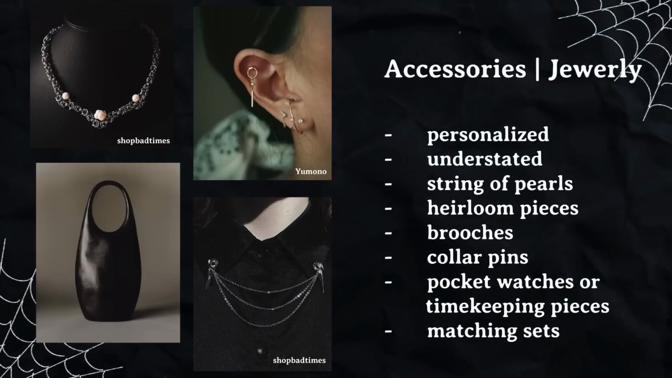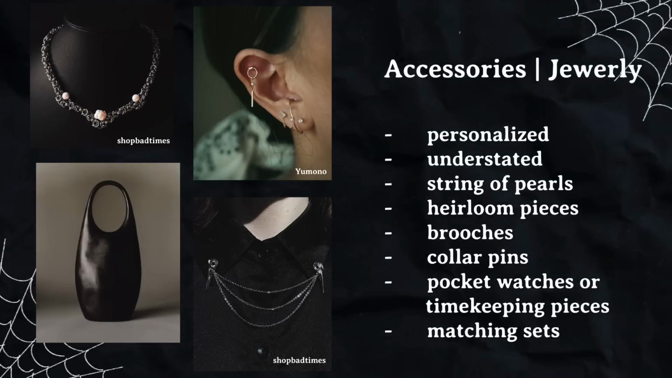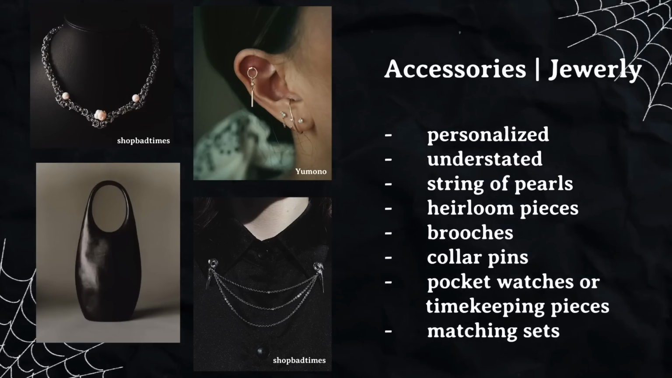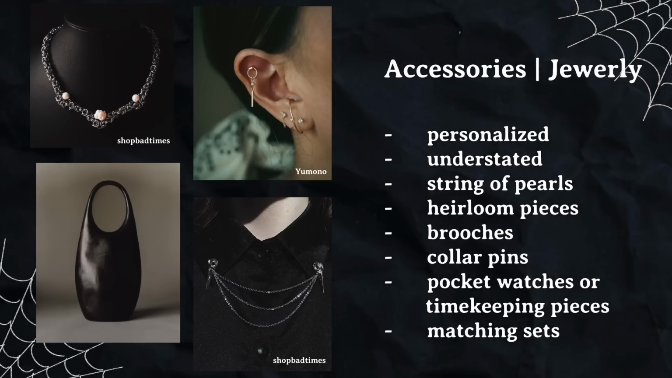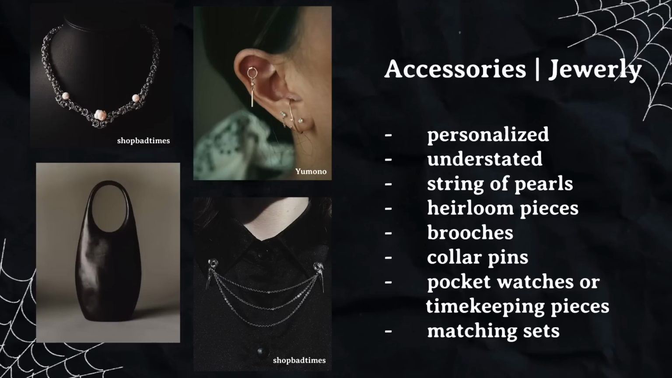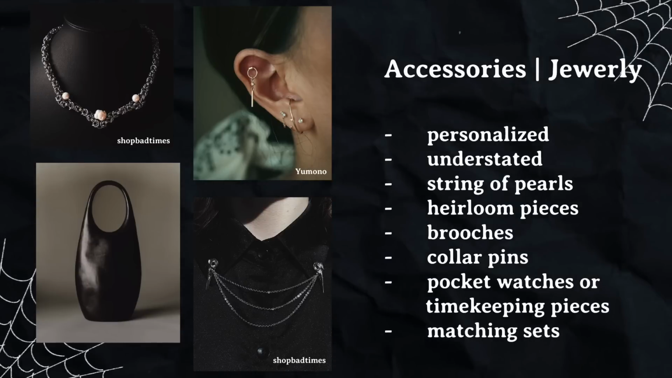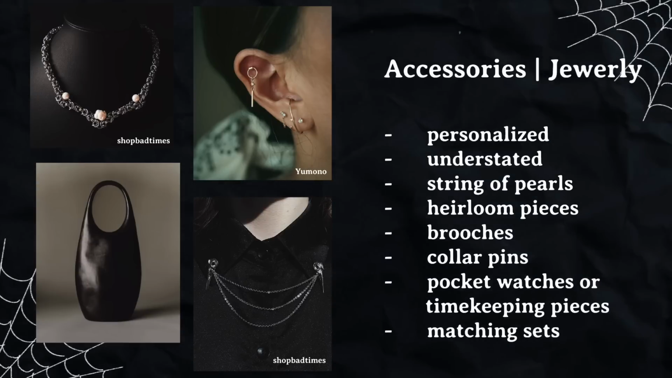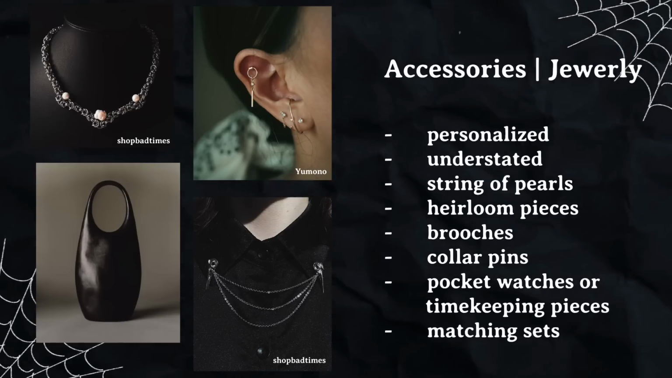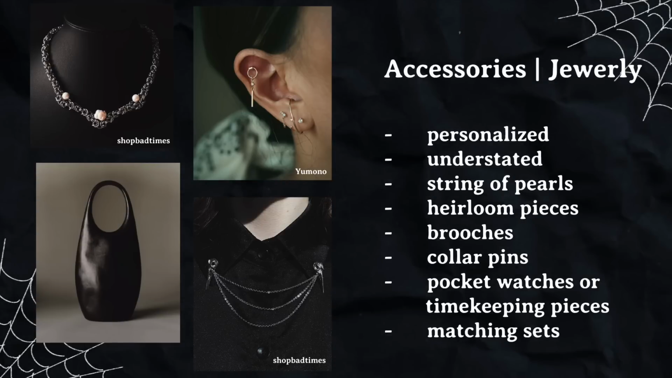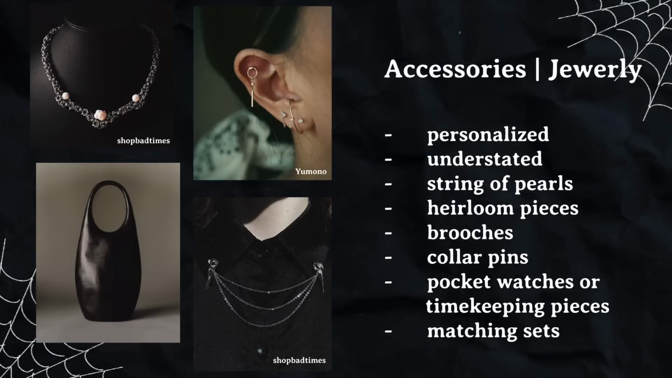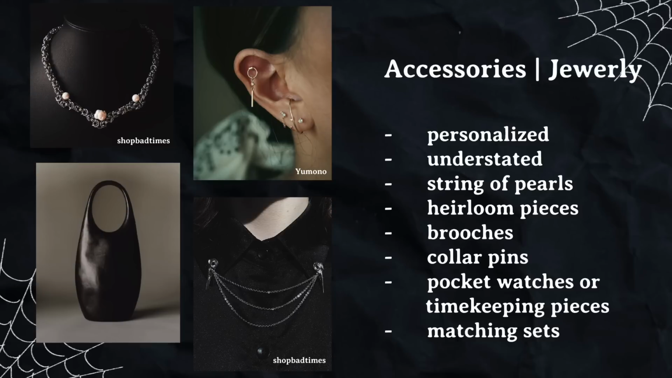Quintessential classic pieces I think of when it comes to jewelry, I think of a string of pearls. And of course, it could be in the variety that you like, but there's just something about pearls that screams that classic energy. This brand Shop Bad Times actually does a very interesting and unique take on pearls. They add this idea of medieval chainmail with that classic pearl look. So that's a great dark aesthetic way to go about a pearl necklace.